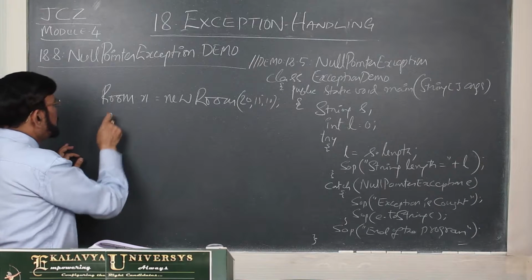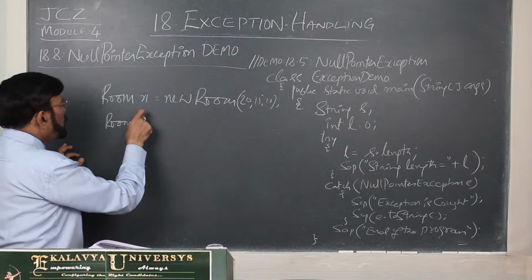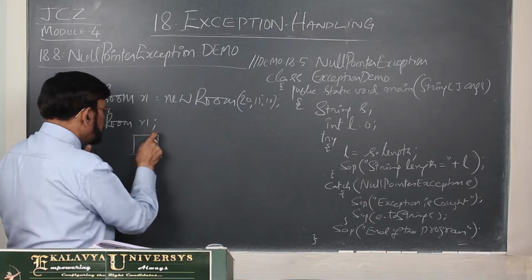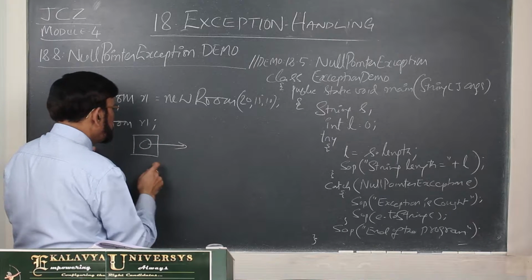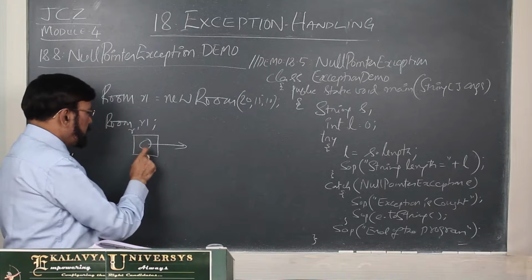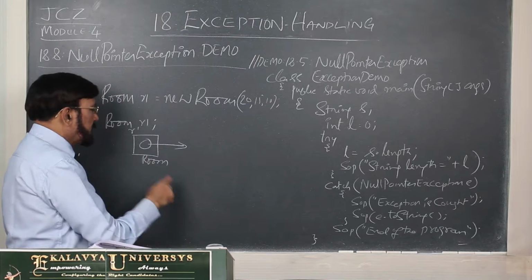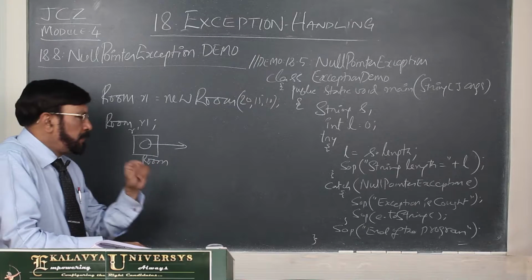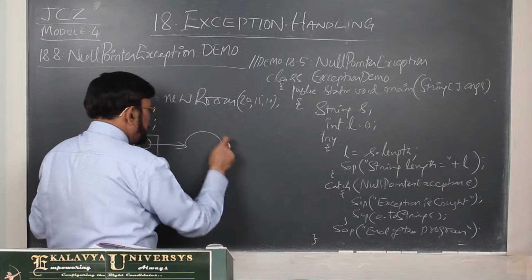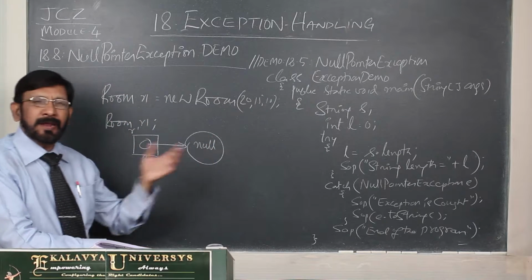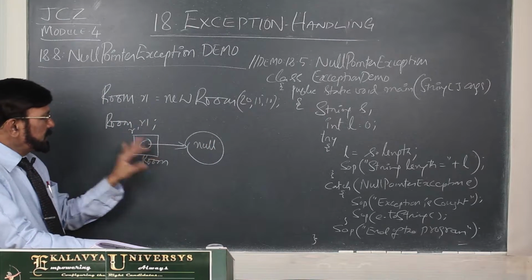The first one is a room R1. As a result of that, what happens? One object reference is created, its name is R1, its type is Room, and by default it is pointing to null, it is referring to null, because we did not initialize that.